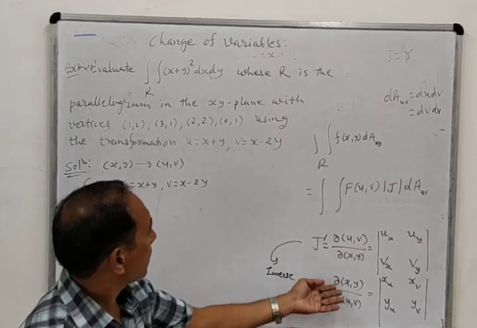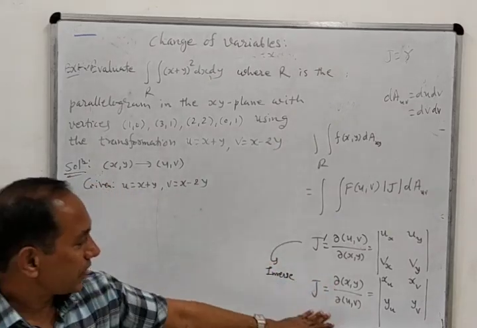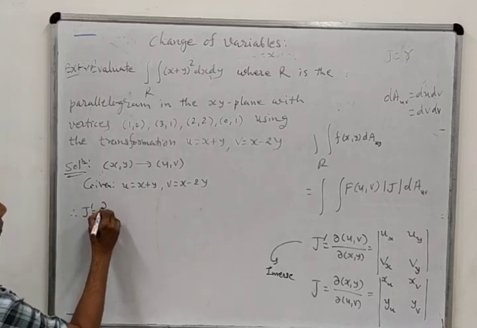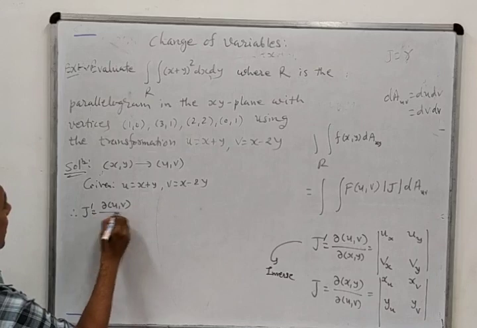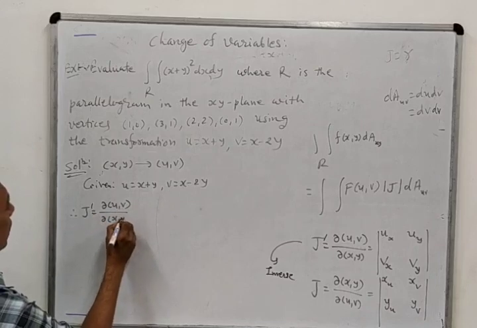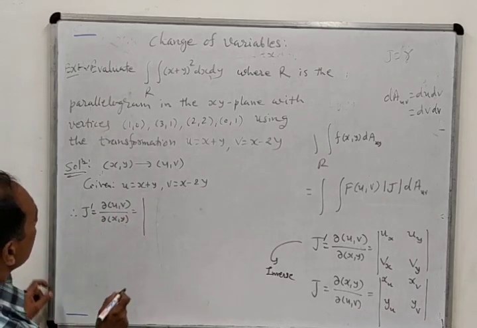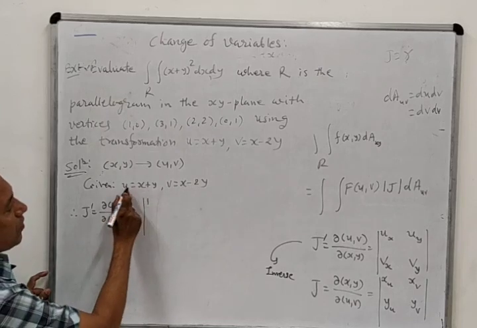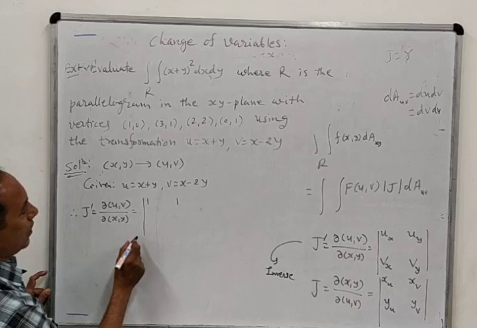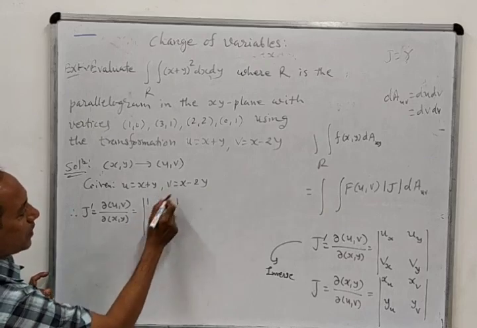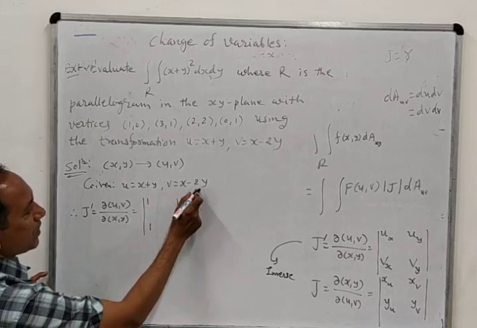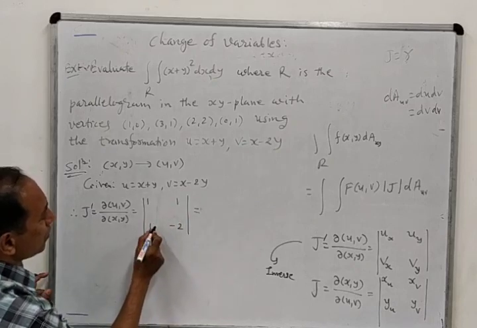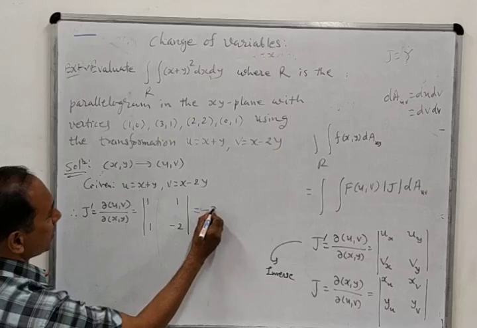If x is given as a function of u and v, then this is better. So therefore we have z dash equal to del(u,v) by del(x,y) equal to, here we will write down the derivative of u with respect to x, it is 1. Derivative of u with respect to y, it is 1. Then same, derivative of v with respect to x, it is 1. Derivative of v with respect to y, it is minus 2. So this is minus 2 minus 1, that means minus 3.